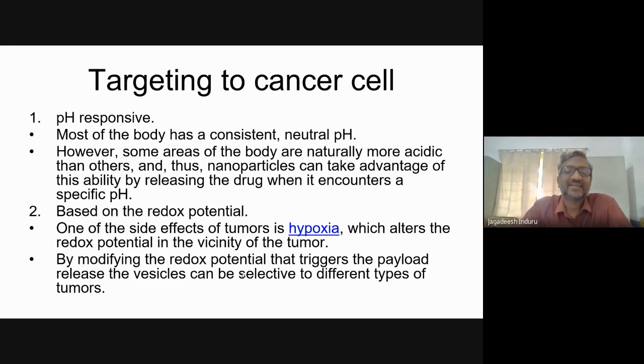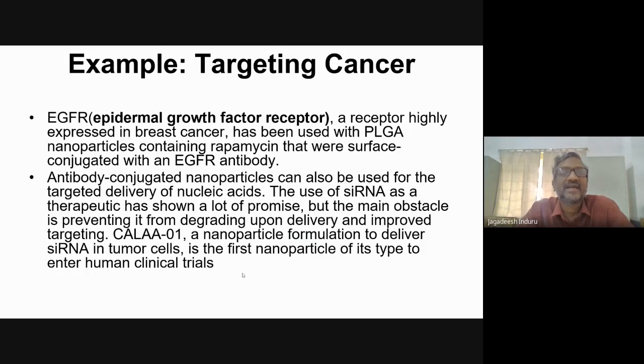The second approach for the treatment of cancer is based on redox potential. One of the side effects of the tumor is hypoxia, because of the highest cell growth, and energy and oxygen consumption are very high because of the profuse cell growth. So it results in hypoxia, a lowering of the oxygen concentration, which alters the redox potential in the vicinity of the tumor. By modifying the redox potential, that triggers the payload release of the vesicles, which can selectively release the drug in the specific tumor only, not in the normal site. Because the normal site has a different redox potential than the cancer cell, the drug will not be released in those areas. Only at the hypoxic site will it be released, specifically in the tumor. This is the strategy to target the cancer.